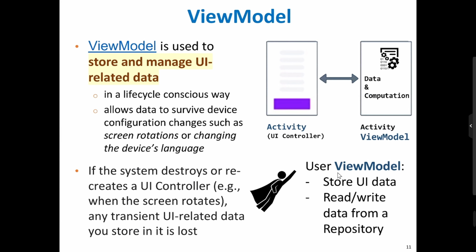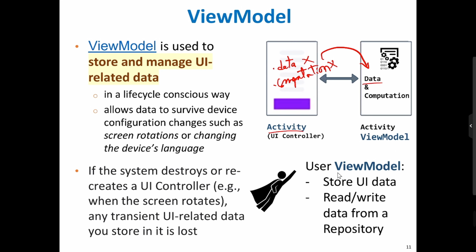Okay, so here is the idea. Any data that you have in your activity or any computation that you do in the activity, you basically move it to the view model. And this will give you a guarantee that this data will not be lost if the phone rotates.